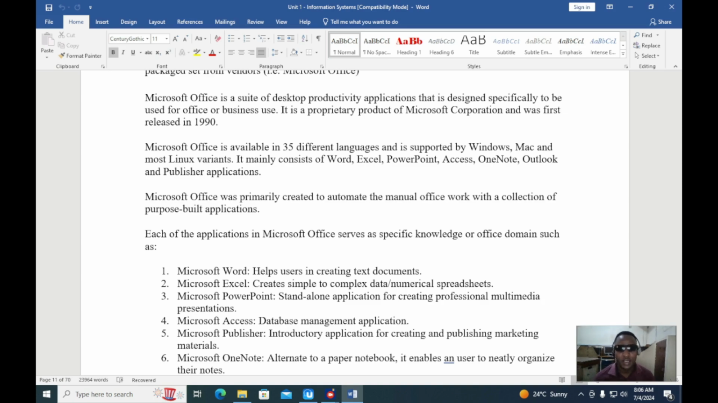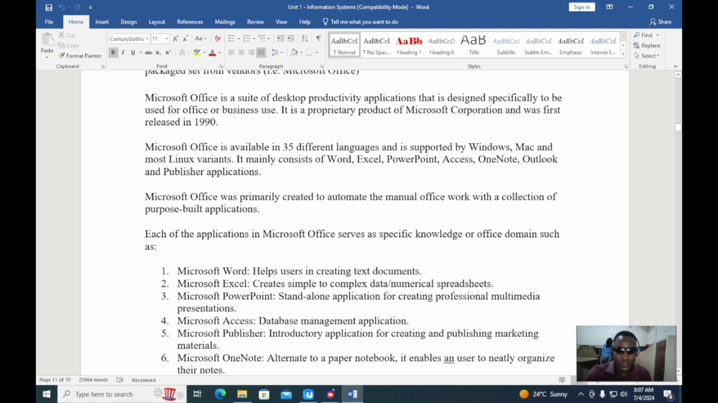It was primarily created to bring automation to the office work. It was to bring automation to the manual office work that was being done. For example, creating reports was done manually.